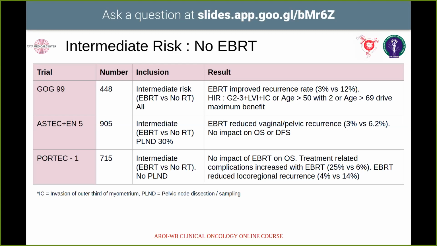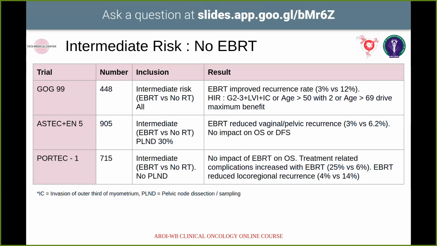So there are three trials which have investigated whether there is any benefit of doing external beam radiotherapy in patients with intermediate risk disease. The citations are there for you in my presentation, in the notes. The important finding from all of these is that there is a reduction of recurrence rate when you give external beam radiotherapy. Now, how much is this recurrence risk reduced? It depends to a significant extent on the risk profile of the patient. But nonetheless, approximately, you can see that the recurrence risk reduces by a half to one third. So this is important for you when you are counseling your patients.